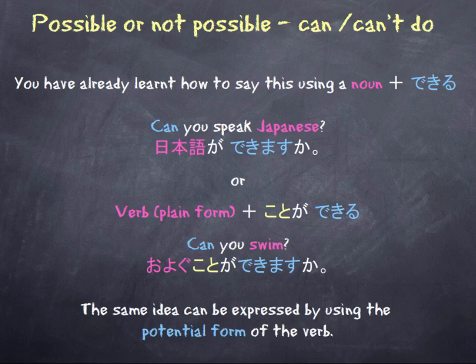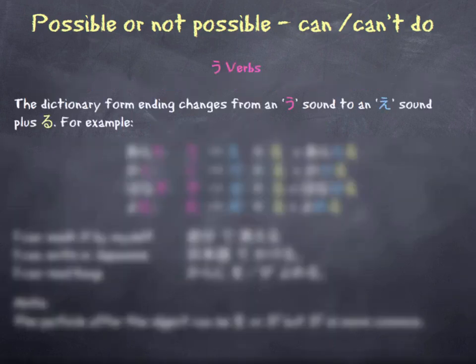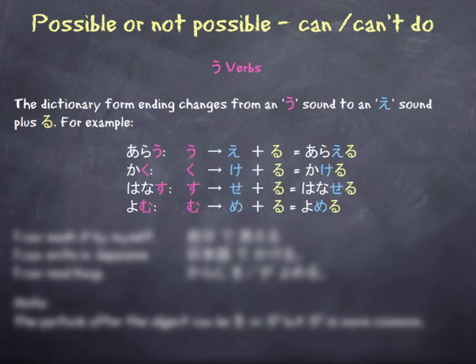So the same idea can be expressed by using the potential form of the verb. Now with u verbs, the dictionary form ending changes from an u sound to an e sound, plus ru. So for example, we have the verb arau, which means to wash. And what we've got on the end of the verb arau is an u sound. So we're going to change that to an e sound on the end, and then we're going to attach ru. So arau changes to araeru, can wash.